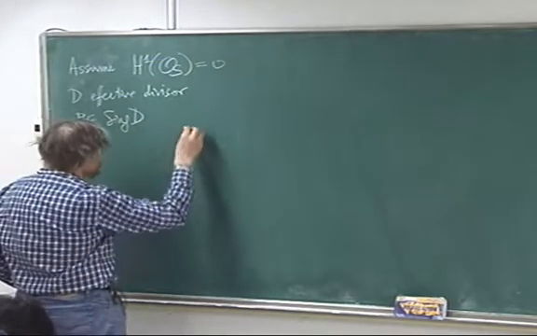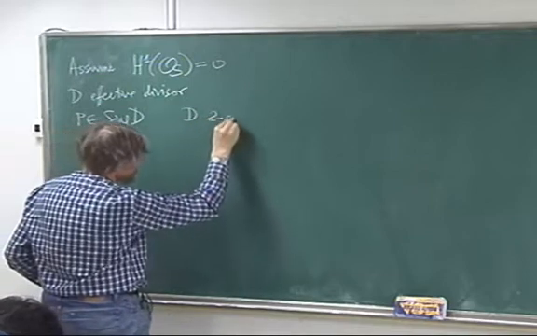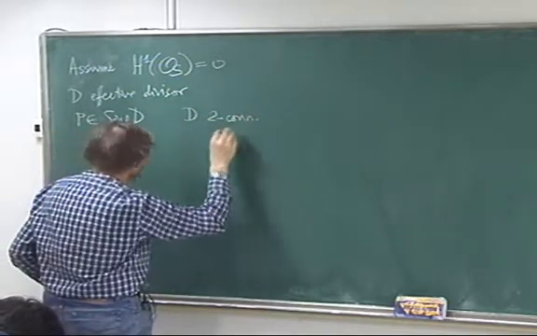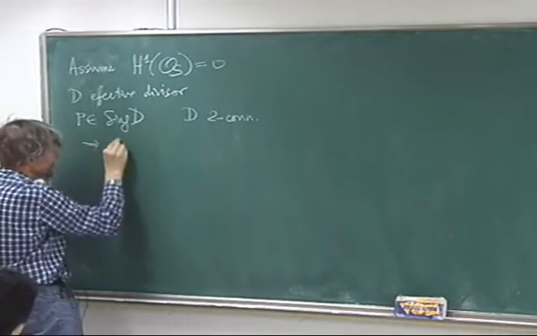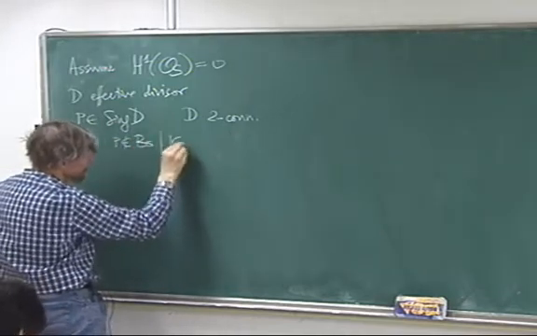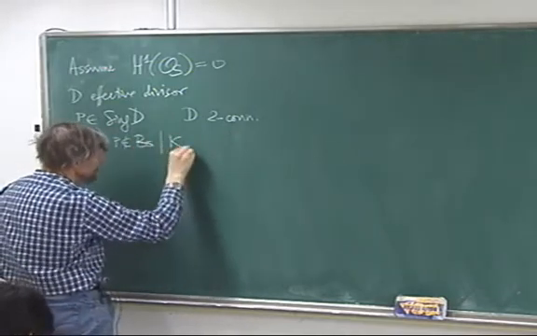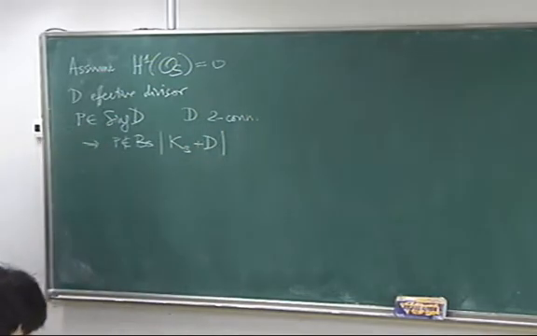Right. And I want to assume that D is 2-connected. So I explained this at length last time, numerically 2-connected. Then it follows that P is not in the base locus of KS plus D. Yes?